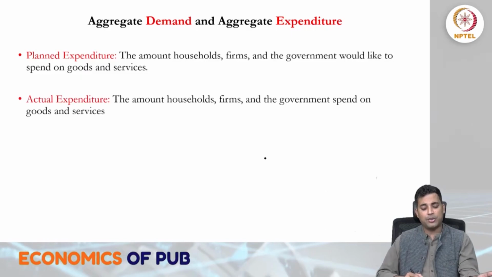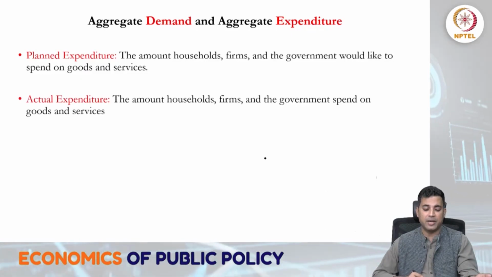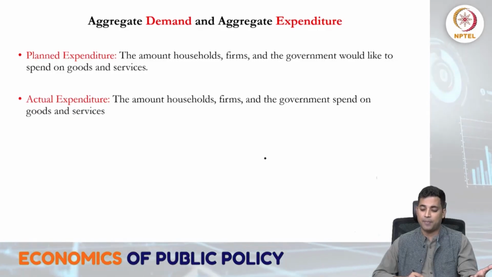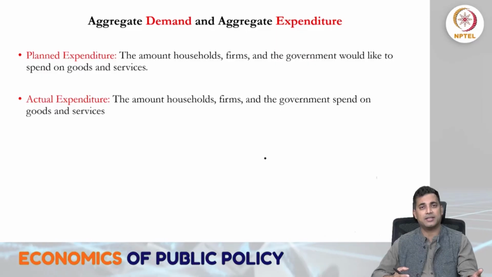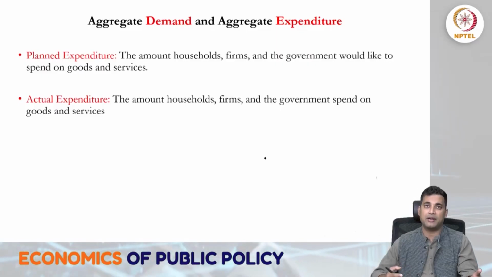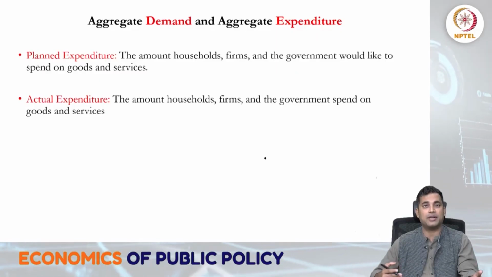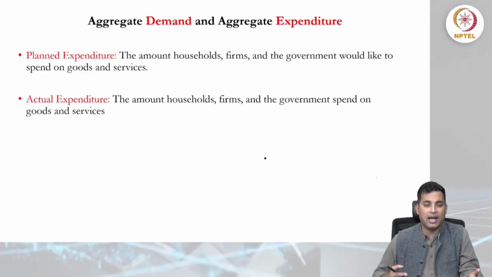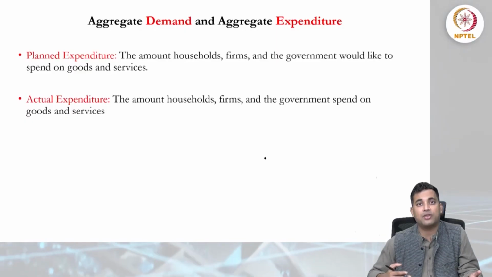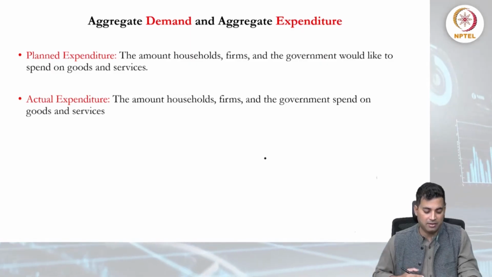Now move to actual expenditure, that is the amount that households, firms and government actually spend on goods and services. From the term itself it is clear: planned is what we, as households, firms and government, would like to spend. It's basically the budget part of it, and actual is what is actually spent after one year of the planned expenditure.